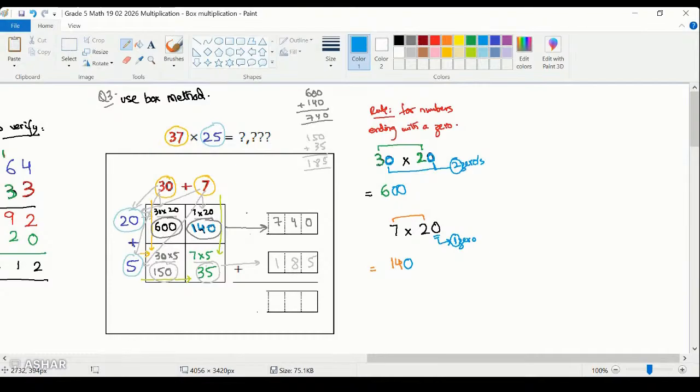So now what we have is 600 plus 140 was 740, and 150 plus 35 was 185. Now we add them together. 0 plus 5 would be 5. 4 plus 8 is 12. We carry a 1. 1 plus 7 is 8. 8 plus 1 is 9. And 925 is your answer. When 37 is multiplied by 25, your answer comes out to be 925.